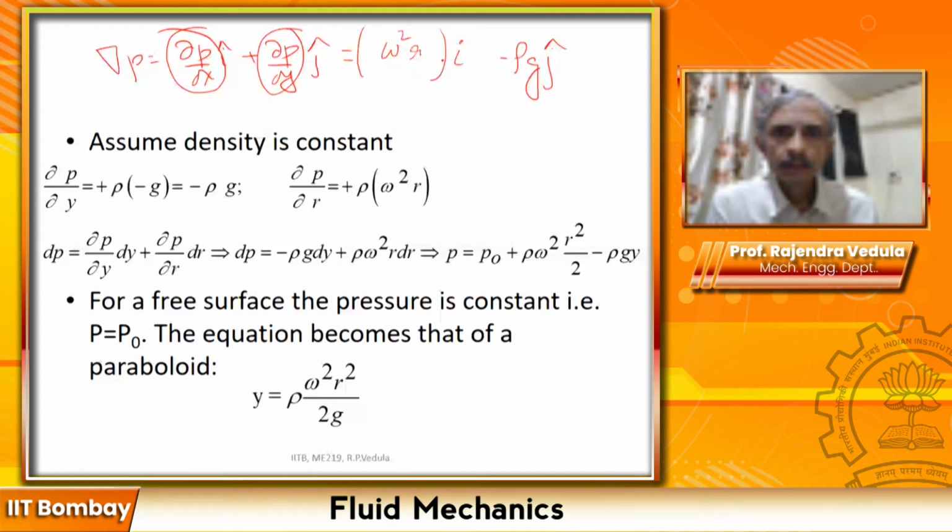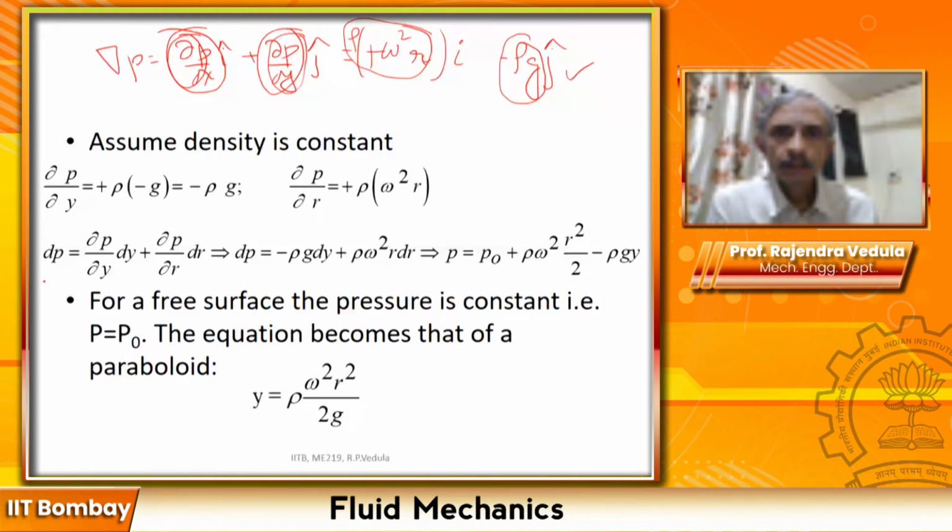So this is plus omega square r, and then I put my rho in here. Okay, so grad P has del P del x equal to rho omega square r i, and del P del y is minus rho g j. Okay, so now the rest is straightforward.